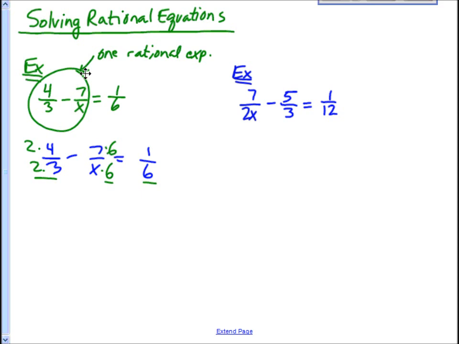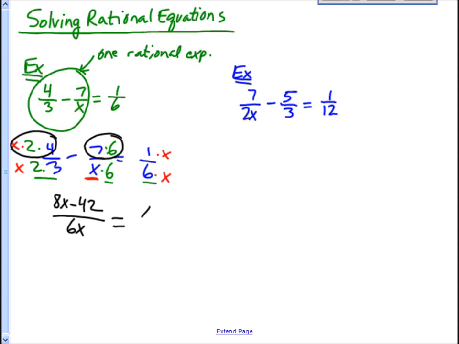Now you notice the x here. That's the only one with the x. So you have to give it an x here, give this an x here, and give that an x there. Now you've got 8x minus 42, all over this 6x. So we just got a common denominator, both sides, the same common denominator.